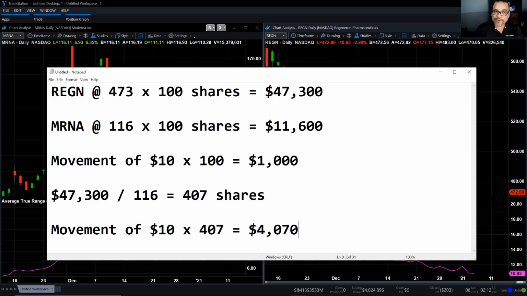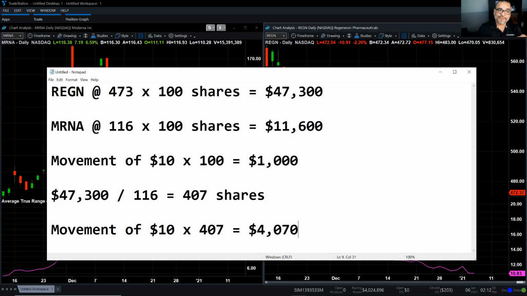The idea here, though, is to look at two companies that, based on the ATR, move about the same. They move about $10 on average. But when it comes to the investment and the risk that you take by putting all that money into a trade, then we can see that Moderna would be a better trade in this particular example.